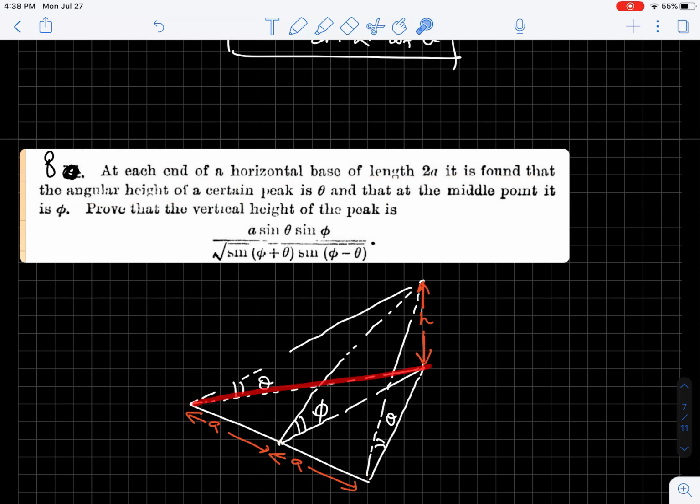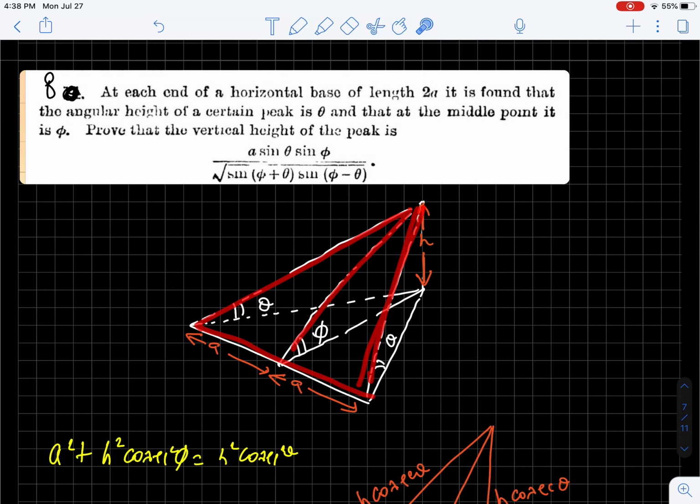If you observe from this point, angle of elevation is theta. If you observe from this point, angle of elevation is also theta. From these two ends, angle is theta. But from midpoint, if you observe, the angle of elevation is phi. Now you can see three right triangles. All these right triangles have hypotenuse, and you will get another triangle in space.